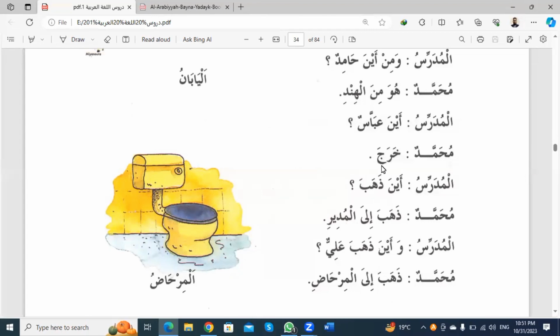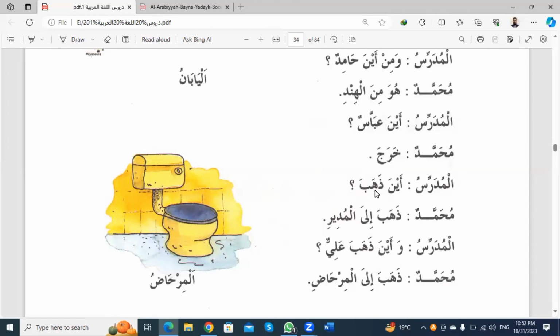Kharaja, KH in the beginning. So the teacher says, Aina zahaba. It is also the past tense. Kharaja, zahaba. Zahaba means went. It is the past tense. Both are past tense. Aina zahaba. Where did he go? Got it?